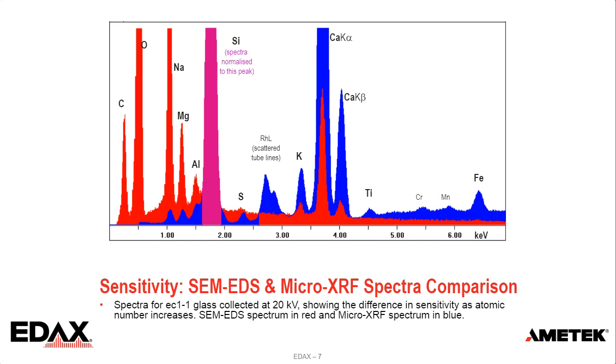For Micro-XRF, you do pick up the tube scatter lines. Whatever anode material your tube has, you'll generally get these lines in your spectrum if you do not filter them out. In this case, we have the rhodium L line. This is an artifact peak you see in the spectrum. This is one thing that you don't have to deal with on the EDS side.